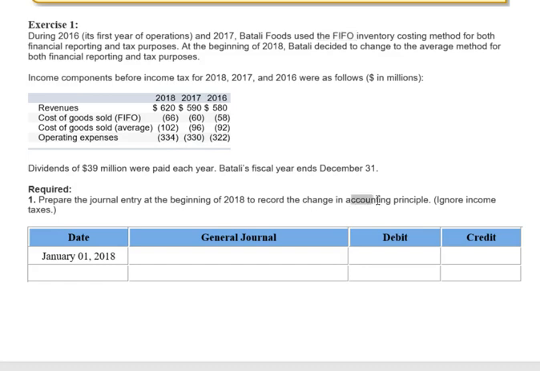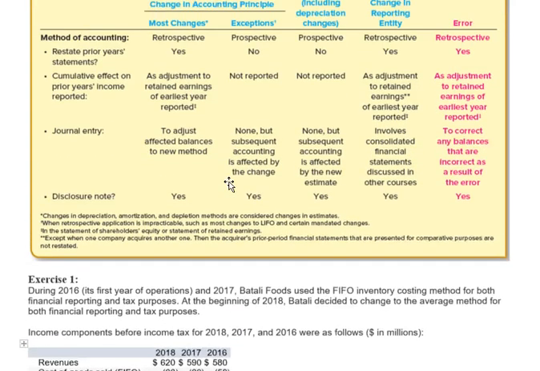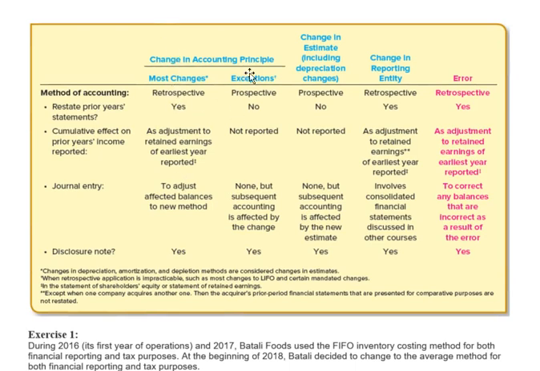How would we handle a change in accounting principle? Well, when we have a change in accounting principle, besides a couple of exceptions here, we have to handle it retrospectively, which means we have to, one, recreate the prior year's balances in our financials when we report our financial statements, our annual report. And then we also have to record the journal entry that's going to adjust for that year.